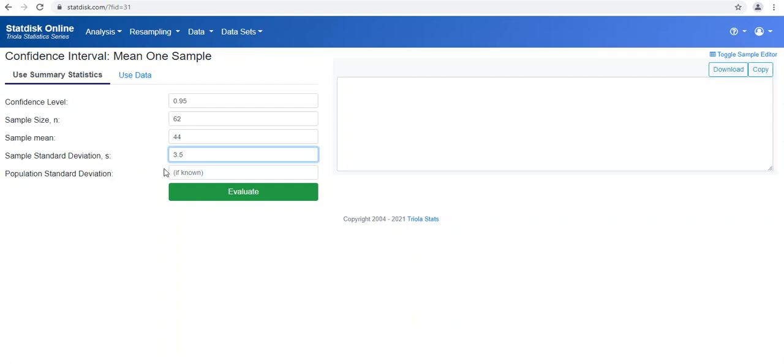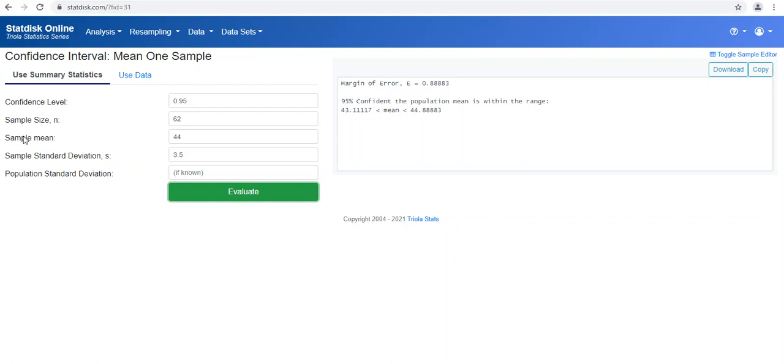Population standard deviation, we don't know. So that's all we have to put in there. Hit evaluate. There's my confidence interval. It runs from 43.11 to 44.89. 2 decimal places is enough. So that's pretty straightforward how to get the confidence interval.